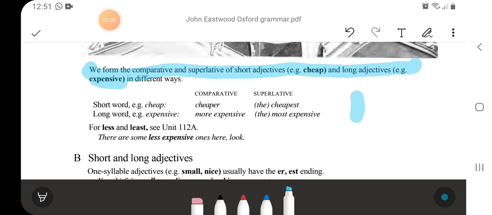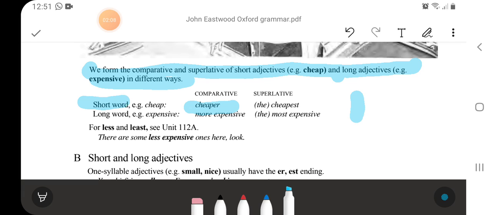So these three parts are called syllables. Cheaper, like if we look at this word, cheaper. So this word has two syllables, right? So we form comparative and superlative of short adjectives and long adjectives. अगर थोड़े syllables होंगे तो उसको हम short adjectives बोलेंगे, and if there are more syllables in an adjective, then you will call it long adjectives.